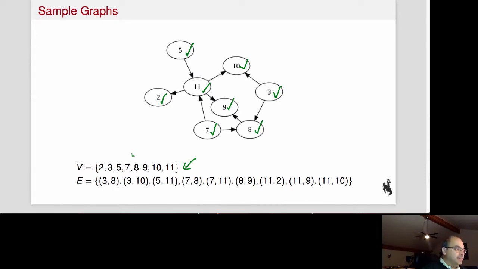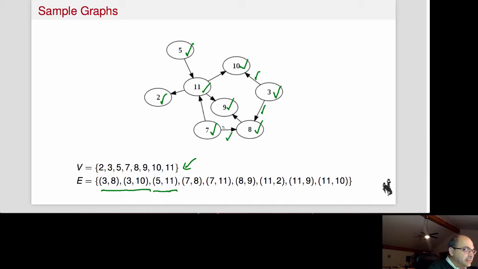Now how about the edges? The way that I'm going to show them is in alphabetical, or lexicographic, order. So I'm going to start with 2. Any outgoing edge? None. So we're done with that. The next one is 3. Outgoing edges? Yes, 8 and 10. So we have 3, 8, 3, 10. 4, there is no 4. 5, yes. 5 has an edge to 11. There it is. Okay. 6, there is no 6.